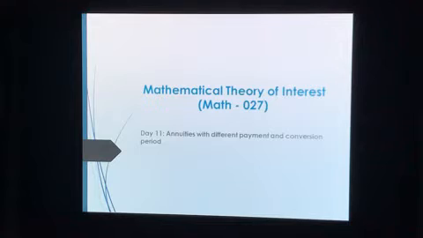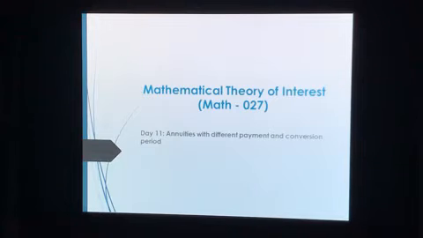Today is day 11 of our mathematical theory of interest course, and in today's lecture we will discuss annuities, how we can use these mathematical formulas to find out the present value and the future value of annuities having different payments and conversion periods.